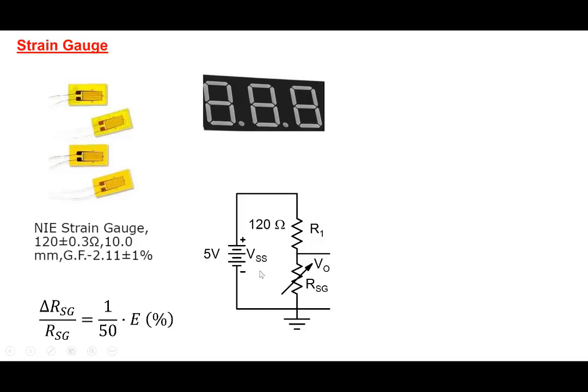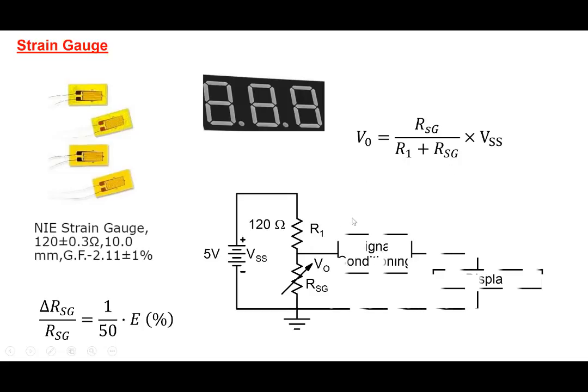What we are trying to do is convert the strain into a voltage. We will take this particular voltage and eventually transform it so that it can be displayed on the LCD display here. V0 here is obvious: V0 is RSG divided by R1 plus RSG, into VSS, the supply voltage here. So that's fine.